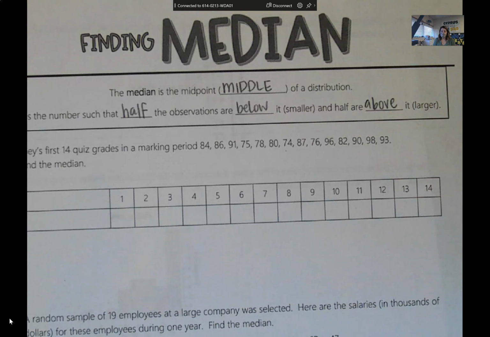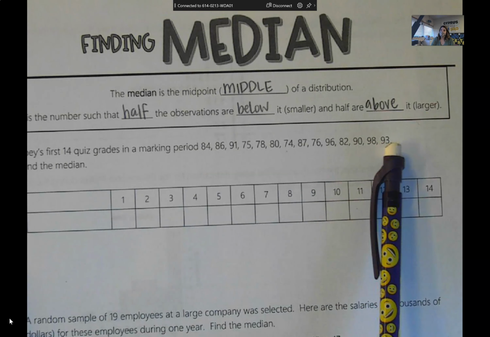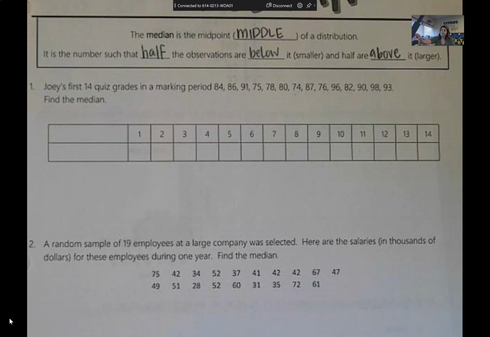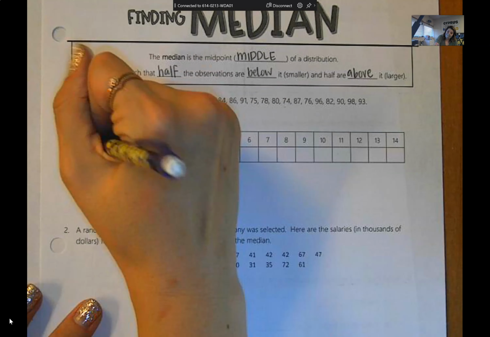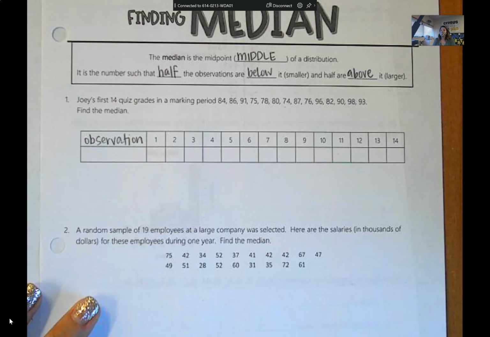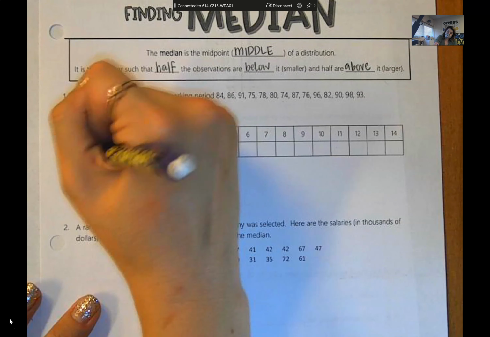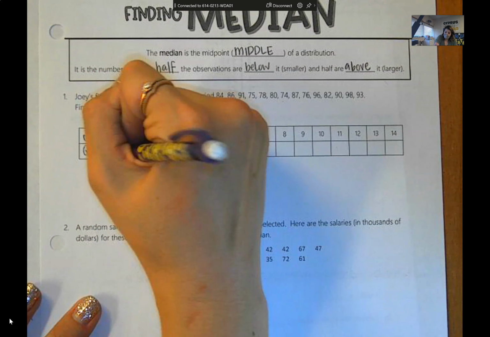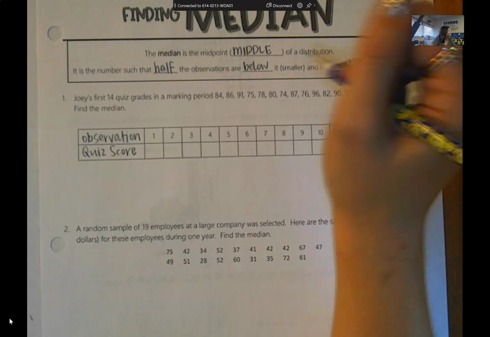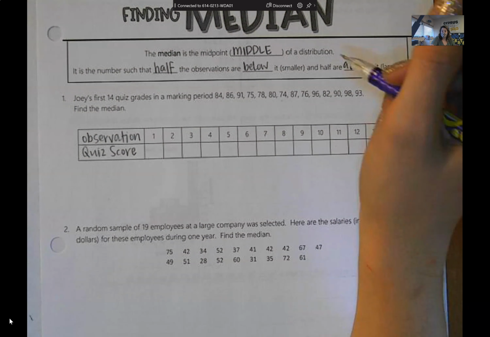So our first example is going to be Joey. Joey's first 14 quiz grades in a marking period are right here for us. We're going to find the median, and I've listed it out with a lot of detail. So this top row is your observation number, and the bottom row is going to be your quiz score. Now it's not filled in yet because we need our quiz scores to be in order from least to greatest, and just to save us a little bit of time, I'm just going to do that for us.